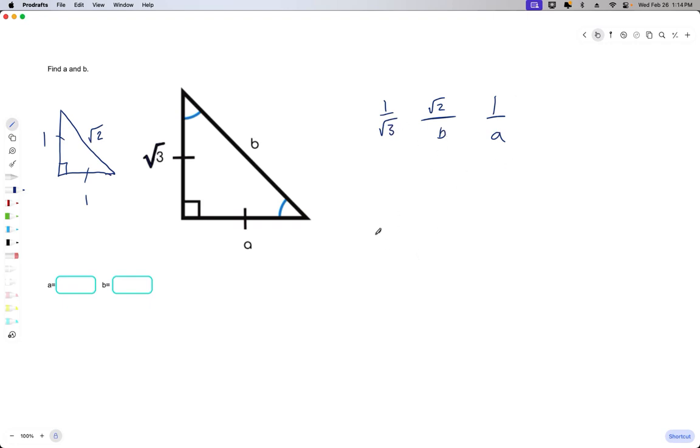So let's solve for b. 1 over square root of 3 is equal to square root of 2 over b. So I got square root of 6 is equal to b. That was pretty straightforward. So square root of 6 is the length there. So now I'm going to solve for a. 1 over square root of 3 is equal to 1 over a. So a is square root of 3.